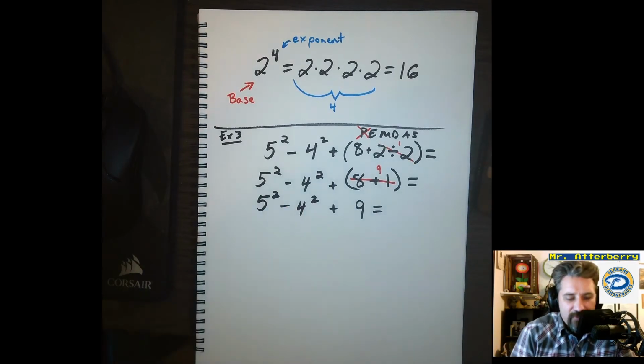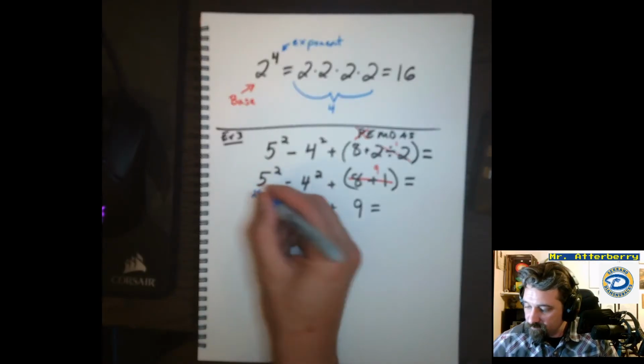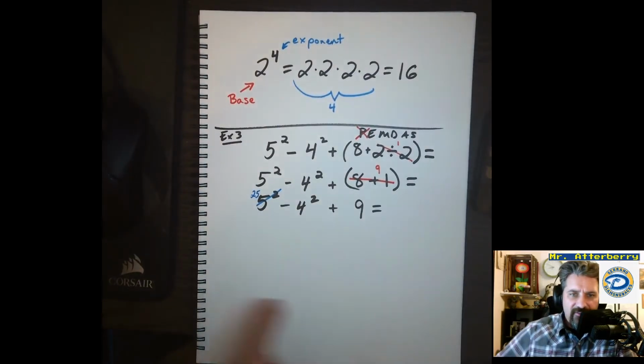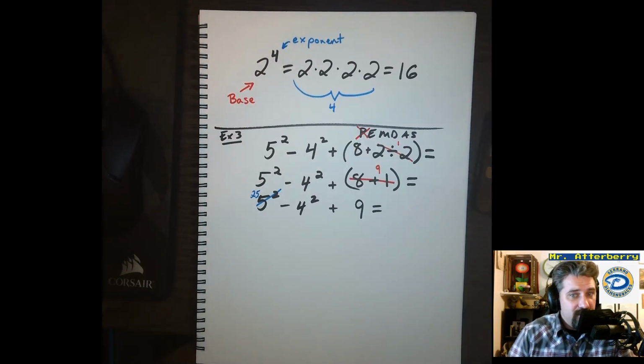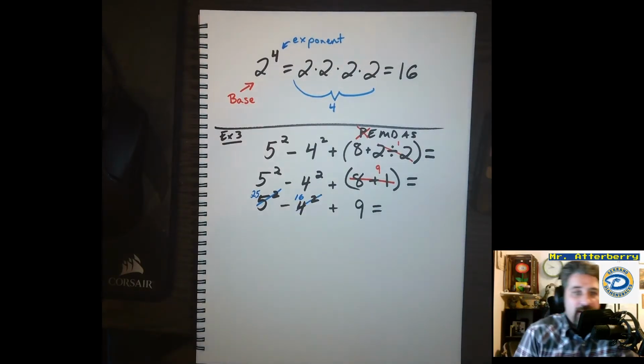I see an exponent. I see 5 to the exponent of 2, to the power of 2. That means 5 times 5, or you might have heard 5 squared. 5 squared equals 25. And then I see over here a 4 squared, 4 to the second power. That means 4 times 4, and 4 times 4 equals 16.